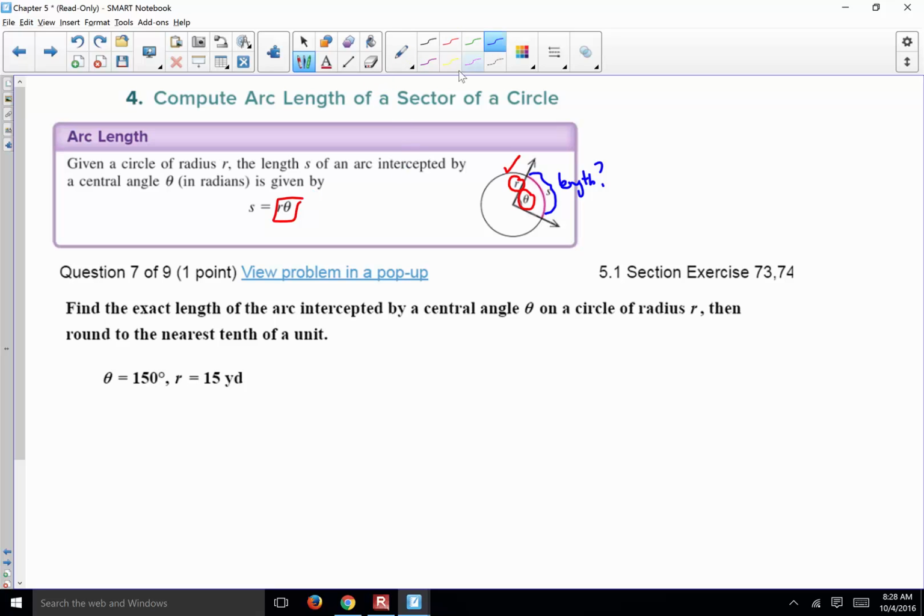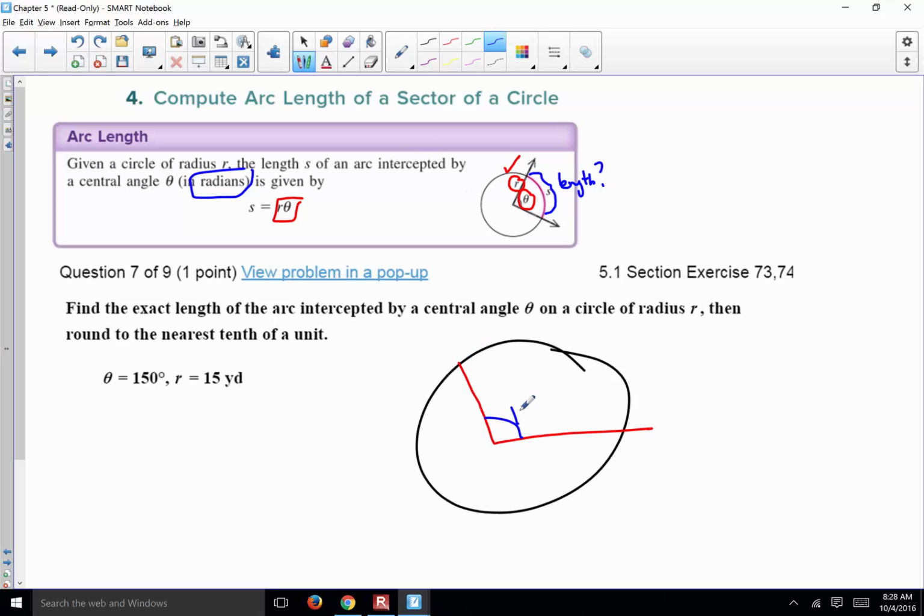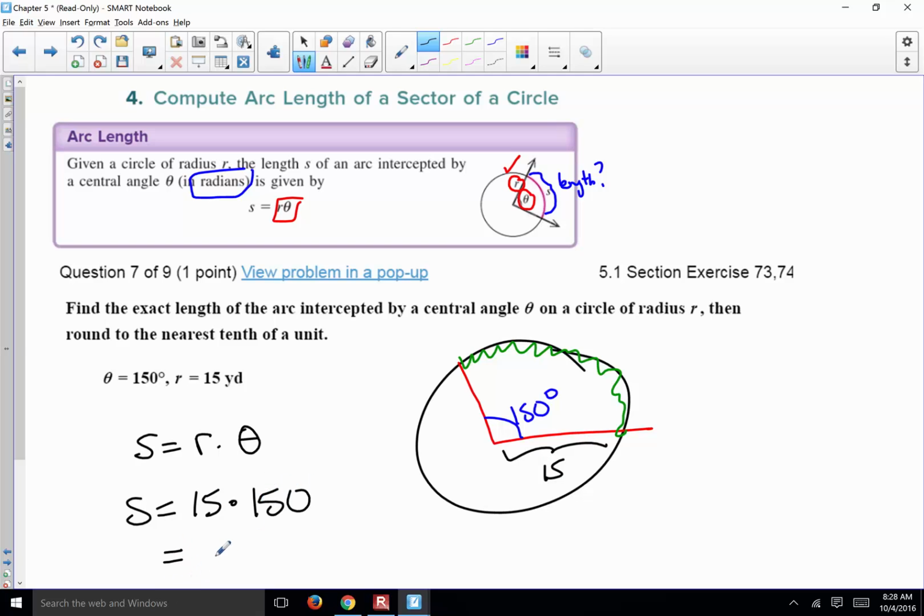However, everything is computed in radians, not degrees. Don't use the degrees. So if somebody asks you a piece of circle that is corresponding to 150 degree angle, this is 150. They are asking for this piece. All you need to do is write this formula, R times theta, and multiply them. What is the R? Radius 15. The theta is 150, and this is going to be 2250 unit length, whatever the length is.